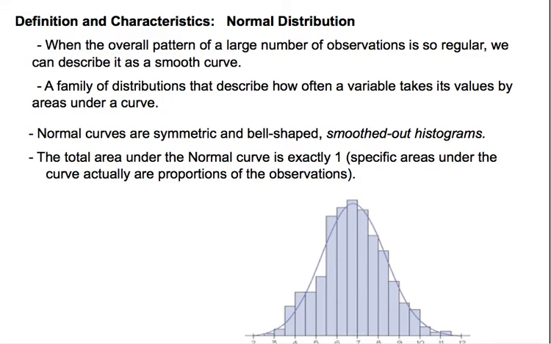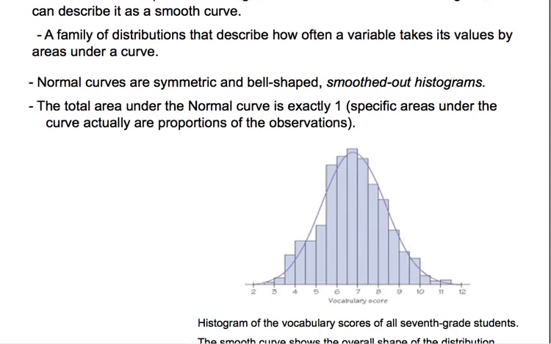So there are some characteristics of the normal distribution. I'm just going to read through these. When the overall pattern of a large number of observations is so regular, we can describe it as a smooth curve. A family of distributions that describe how often a variable takes its values by areas under the curve. Normal curves are symmetric, which we also call a bell curve. They are smoothed out histograms.